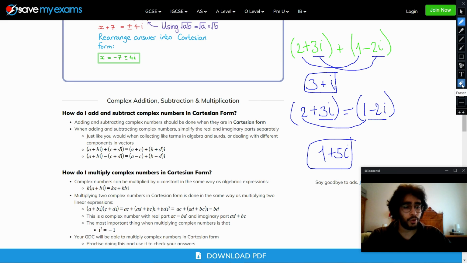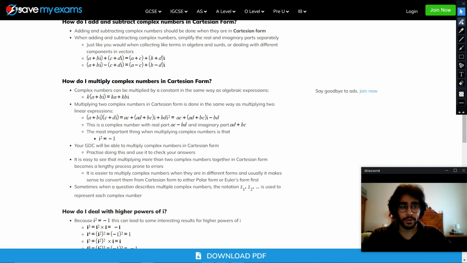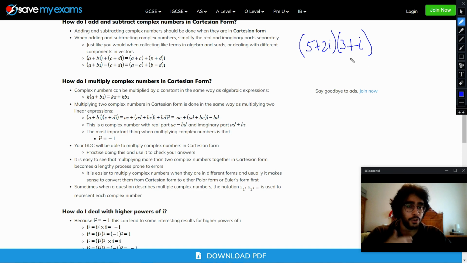Well, it's also a little bit intuitive. Okay, let's have an example. Let's say that we have 5 plus 2i multiplied with 3 plus i. Here you don't multiply the real parts and the imaginary parts separately with themselves. You multiply as if you are opening a bracket. How do you open two brackets when you multiply? You multiply 5 with 3 first, and then you multiply 5 with i, and then you multiply 2i with 3, and then you multiply 2i with i. Let's do one by one.